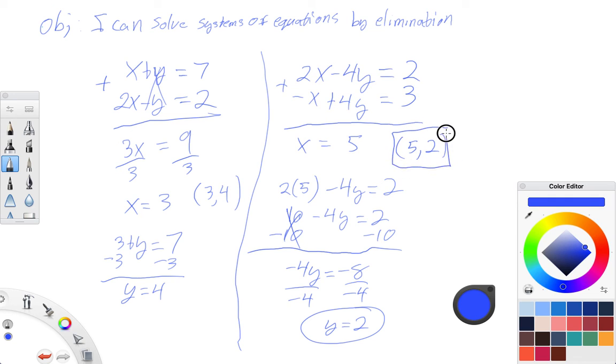And so if you were to graph this, that's where the two lines would cross. Or you could also do substitution, and it would come out the same. Okay, so that's it for this video. I will do one more video just with some other examples where we have to multiply or divide or change the equations in some way.